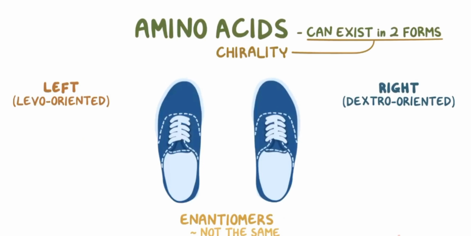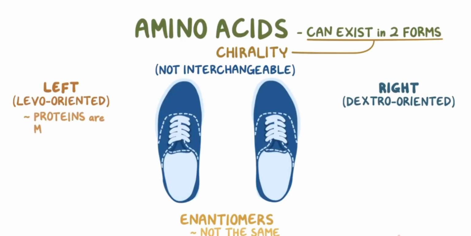Think of it like a pair of shoes. Even though they're made out of the same materials and generally look alike, the left and the right shoe are not interchangeable. At least not without a lot of pain involved. As it turns out, proteins are only made out of levo-oriented amino acids.